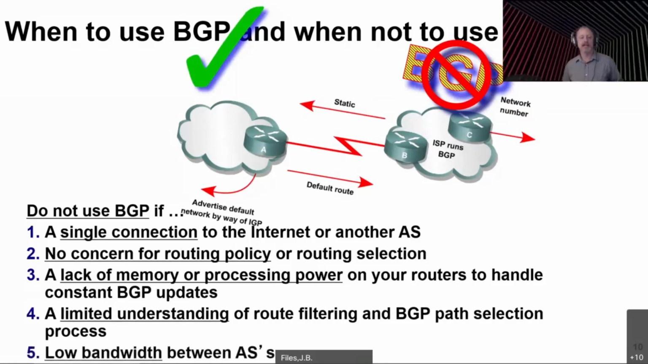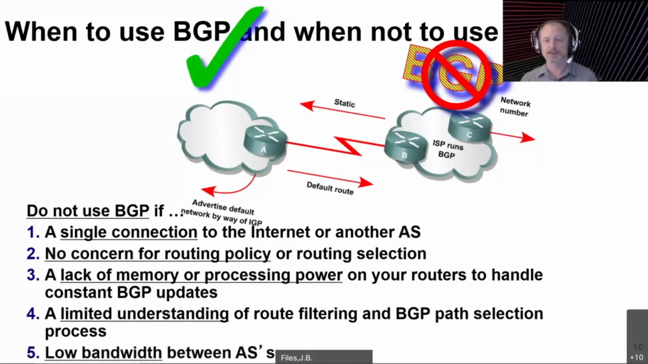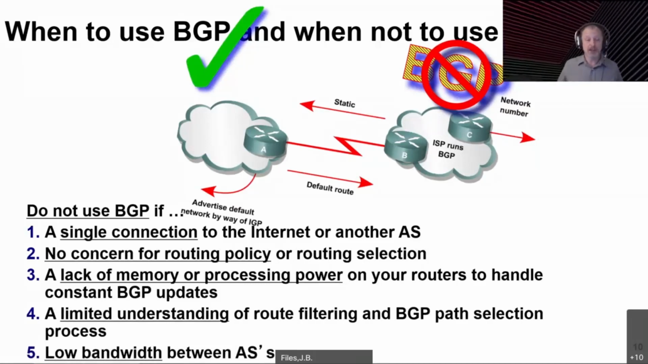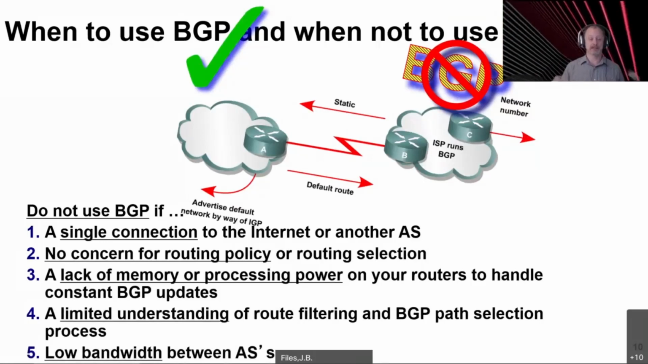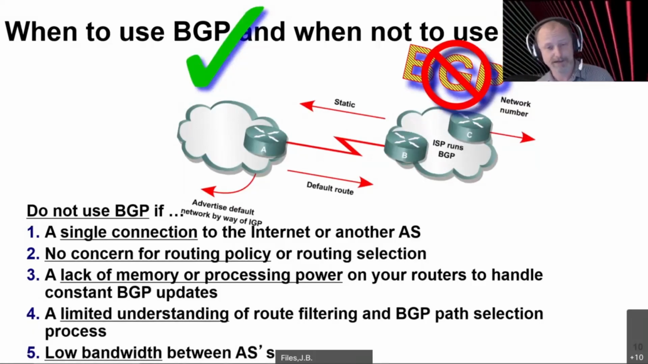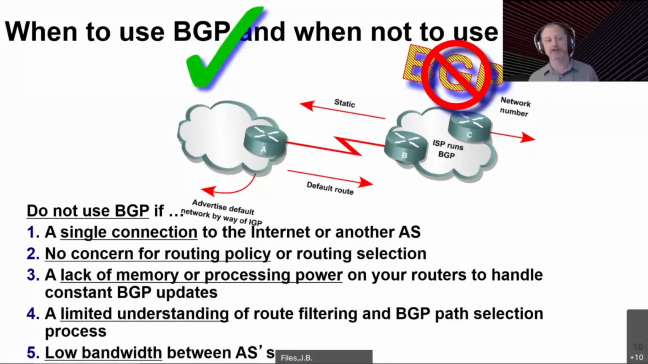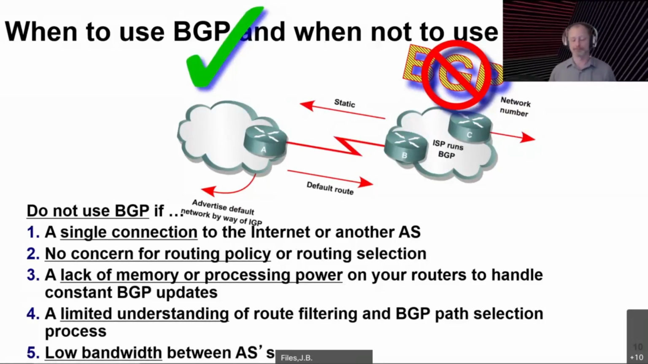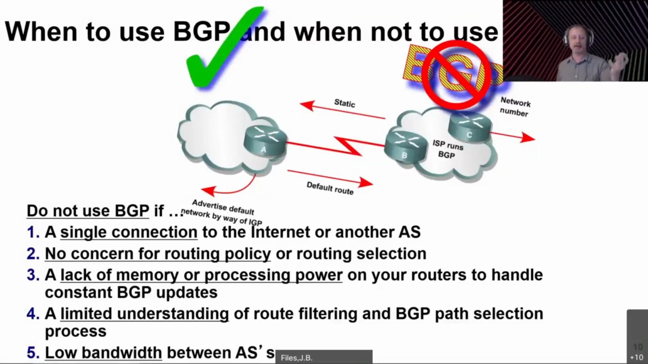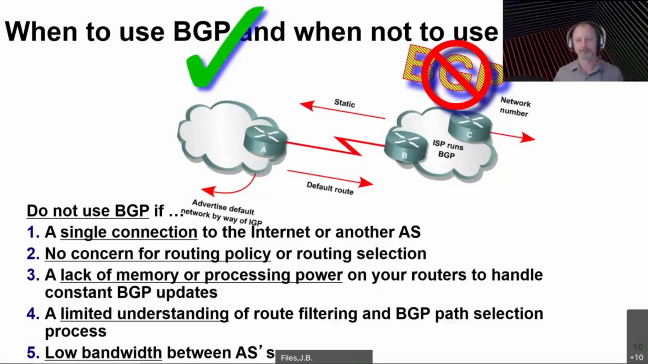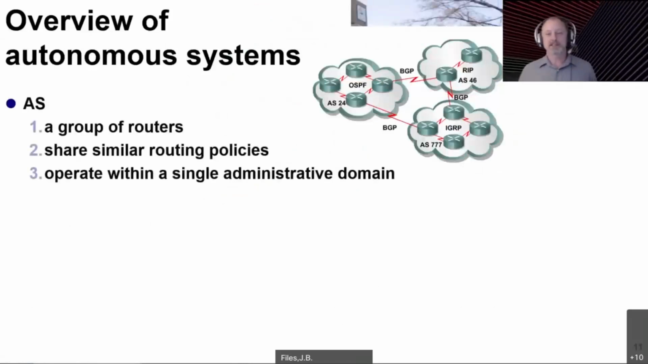And then, of course, if you don't have a lot of bandwidth between autonomous systems, because BGP routing updates can be kind of big, right? The entire internet routing table is several hundred megabytes. All right. So you've got to be able to send that across, and not only that, but parse it and whatnot. Okay. So again, what is an autonomous system?